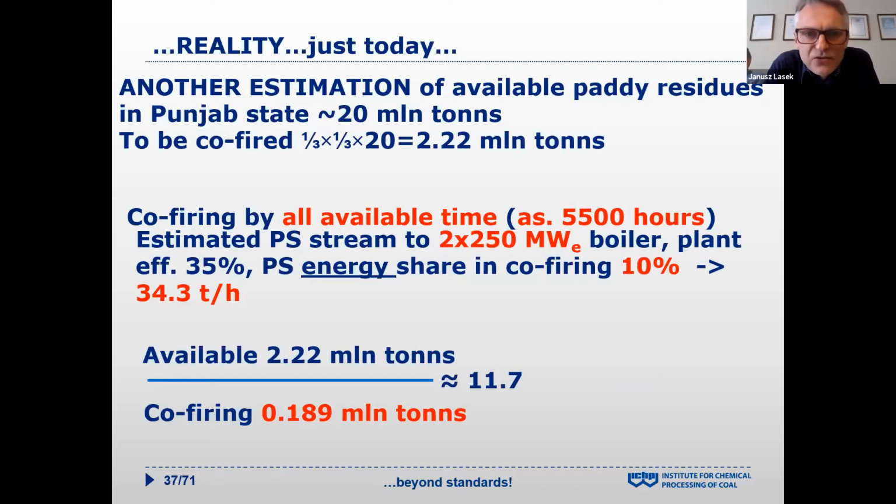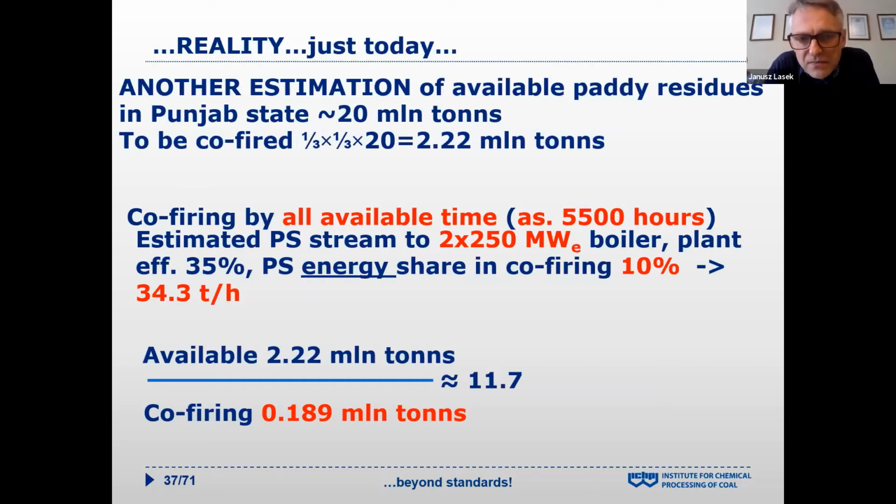So it's just to give an estimation that when we want to be closer to reality, we should consider this really smaller amount of biomass which we can take from these 20 million tons. So it's a little more than 10%. It's 1/9 of 20, so it's 2.22 million tons.